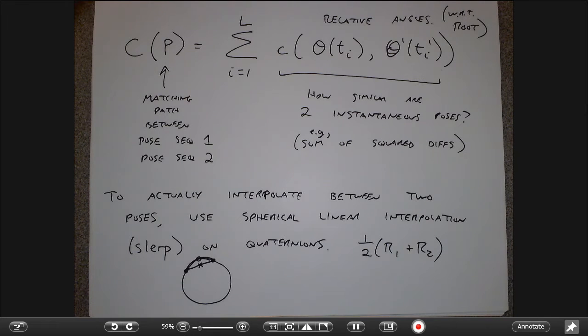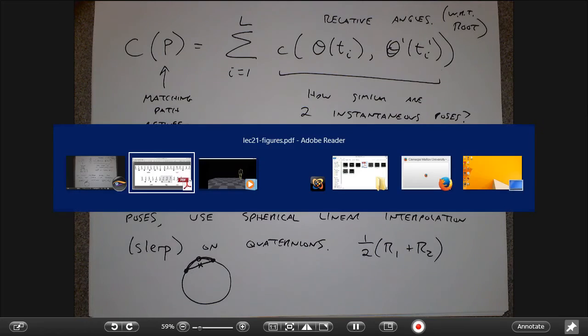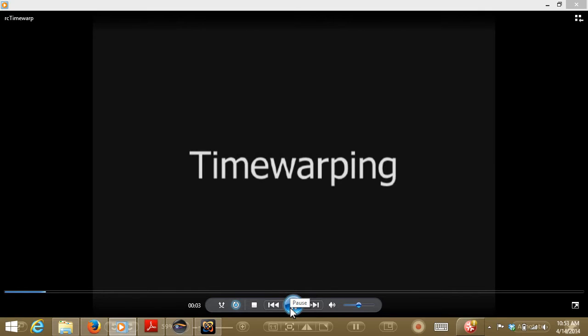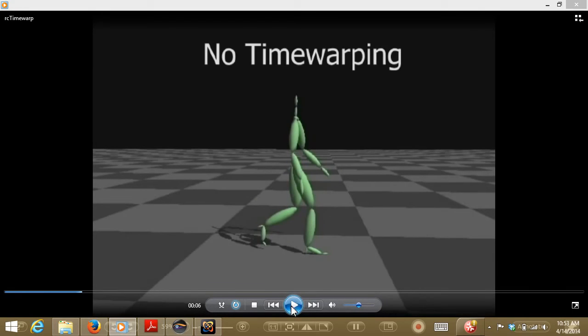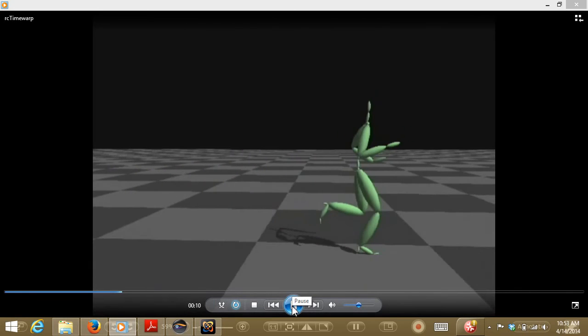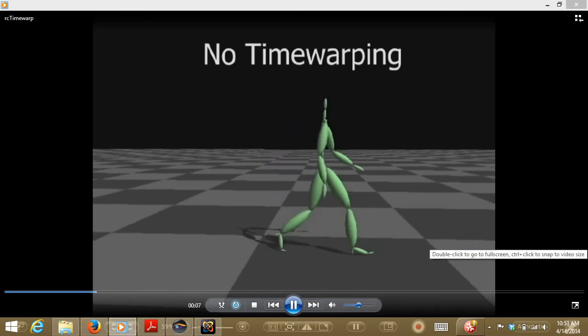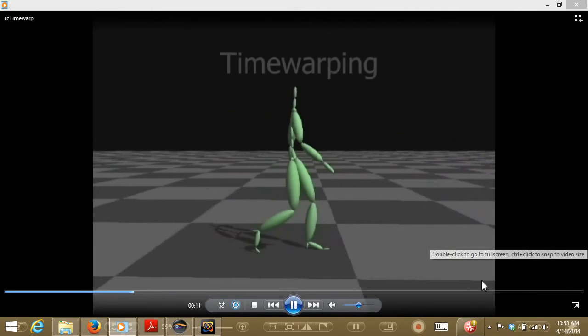Let me show you a couple of videos to show how this process works. Here's a video from Lucas Kovar that shows time warping. The idea is that if I didn't time warp between two motions and I just directly interpolated between corresponding positions in time, the interpolation would look really weird. That was bad interpolation. Let's go back and see that again. If I'm interpolating from walk to run, over that transition the person does this weird feet-together hop that is physically implausible. That kind of weird skip is not something you would ever see.